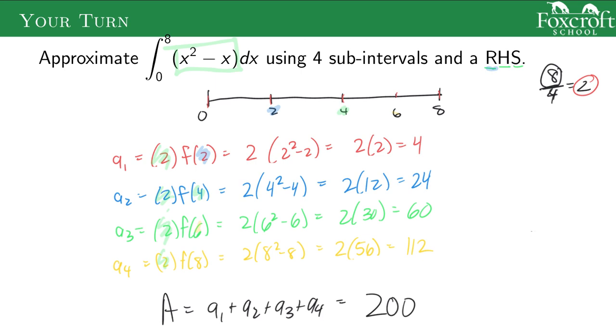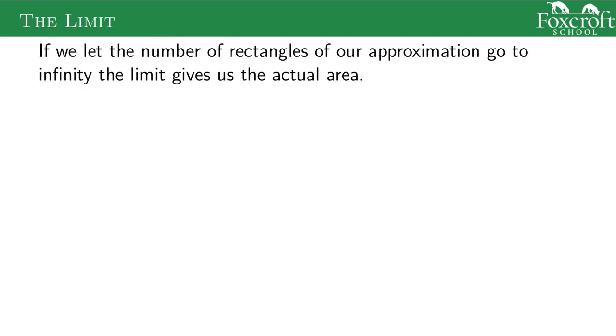This is a quick review of what you're doing when you're finding a Riemann sum. We'll let the number of rectangles in our approximation go to infinity. The limit gives us the actual area. So an infinite number of rectangles gives the exact area.